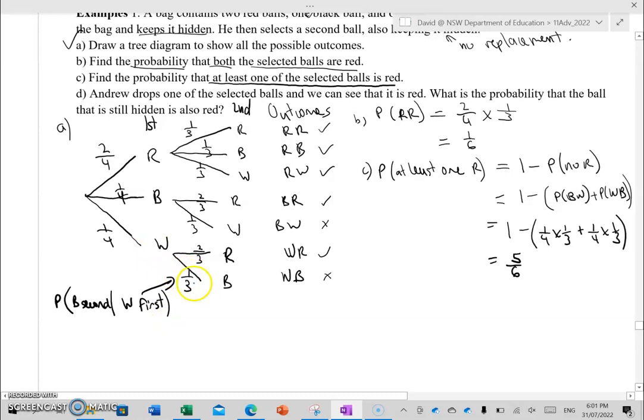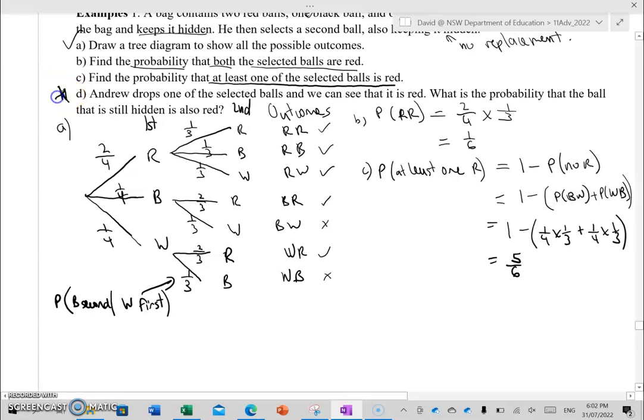Okay, so this 1/3 here means the probability of getting black second, given that white was first. So each of these second stage probabilities can be written as a conditional probability. So just be aware of that, that can be quite helpful for these multi-stage events. Anyway, on to this question.